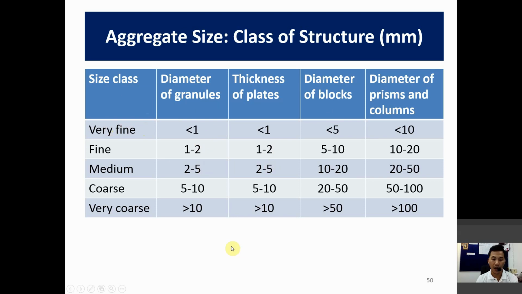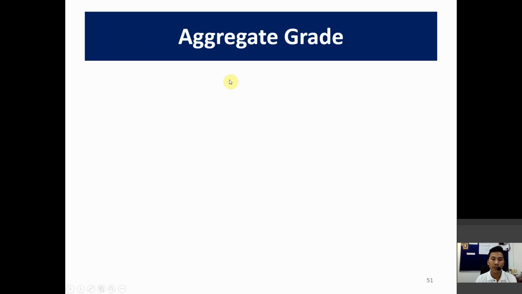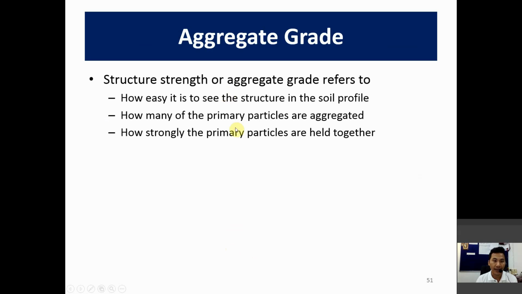Next is aggregate grade. This shows you the structure strength of the aggregate, how strong it is, and whether it is difficult or pretty easy to destroy this type of aggregate. Basically, aggregate grade is how easy it is to see that kind of structure in the soil profile: how many of the primary particles are aggregated, or how strongly the primary particles are held together.